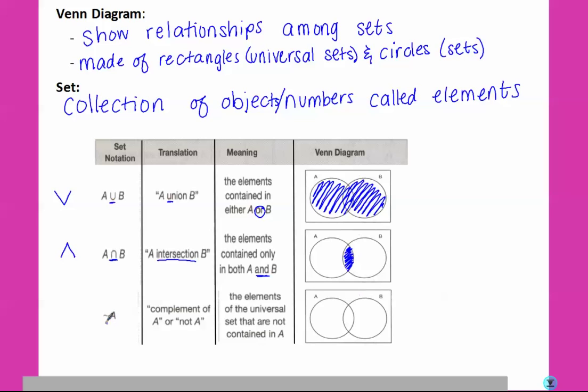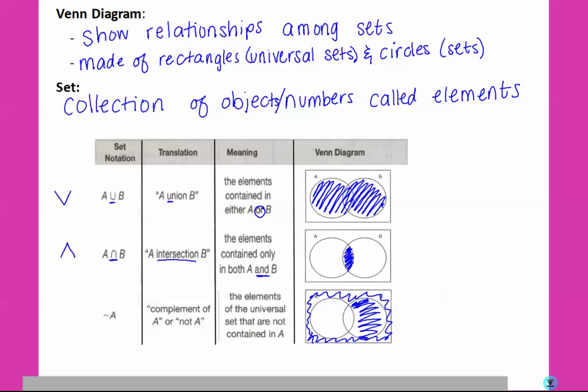Not A, which the not symbol in set notation is the same as symbolic notation, means anything that's not in the A circle. So the B part that doesn't overlap, as well as outside the circles. That's the areas that would be not A.